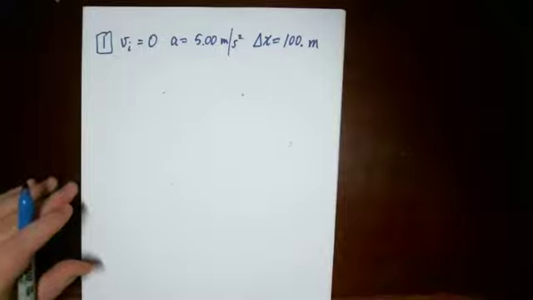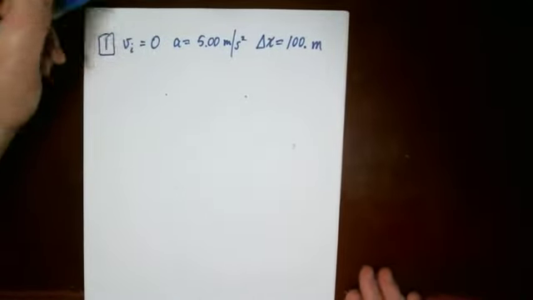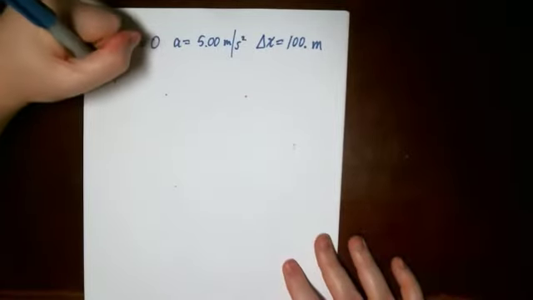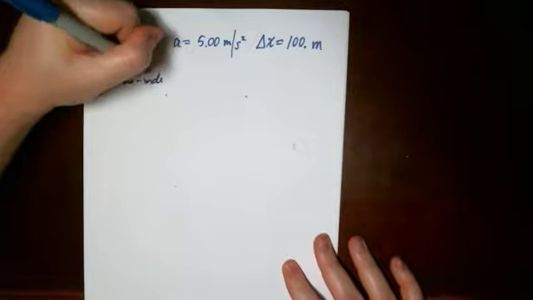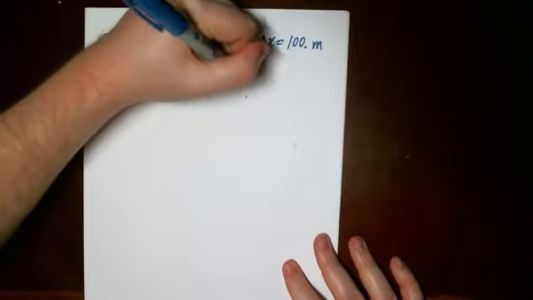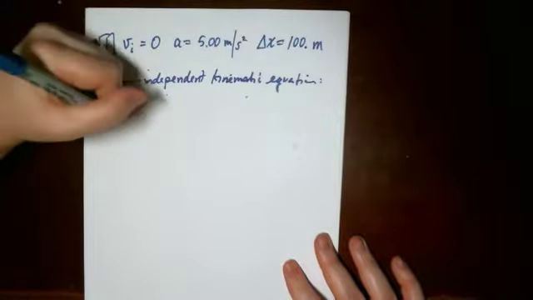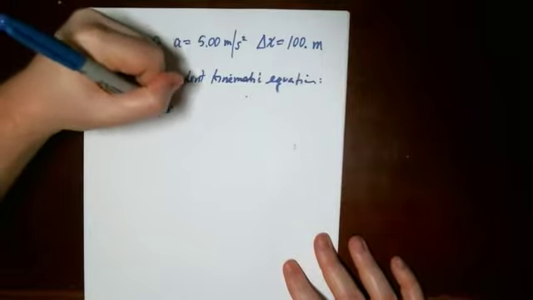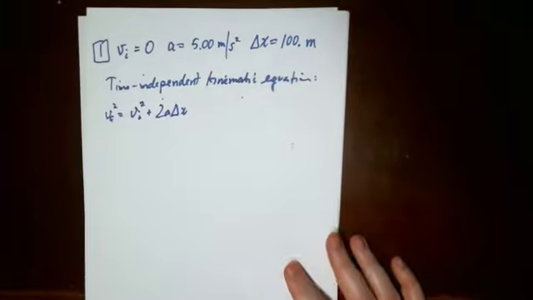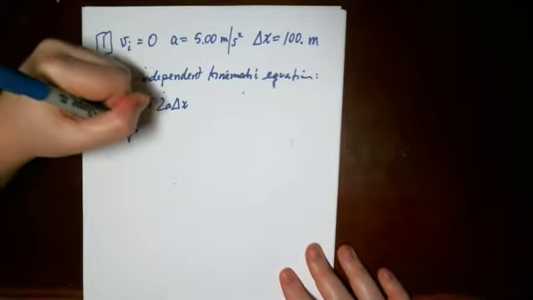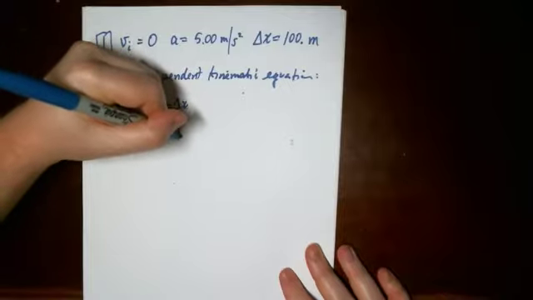Okay, so with that in mind, for this one, what do we know? We know initial velocity, we know acceleration, and we know distance traveled. So we can use our time-independent kinematic equation to work this out. So that one is Vf squared equals Vi squared plus 2a delta x. And all we need to do here is take a square root of both sides, so we have Vf is equal to the square root of Vi squared plus 2a delta x.